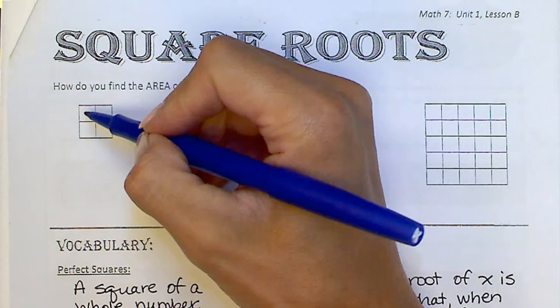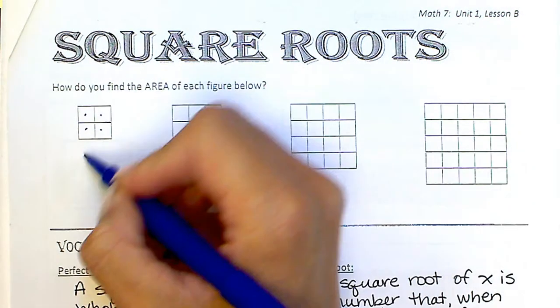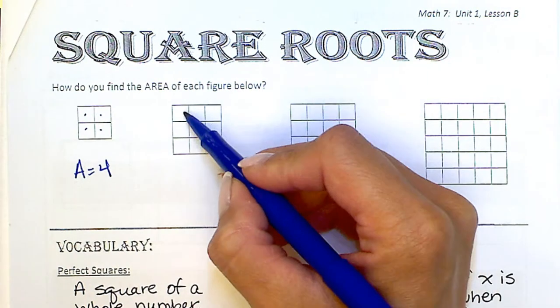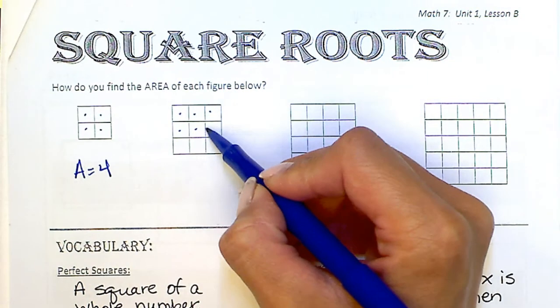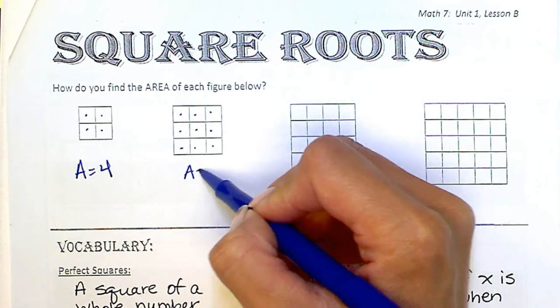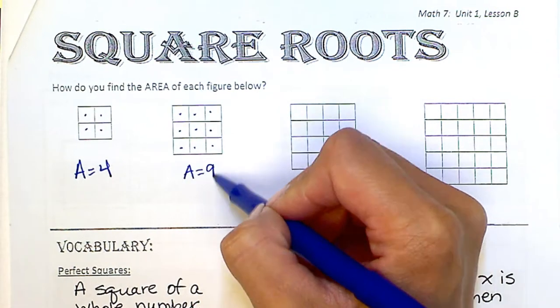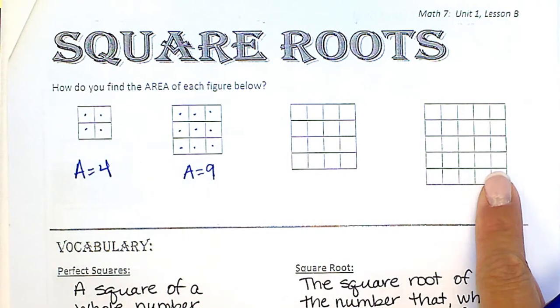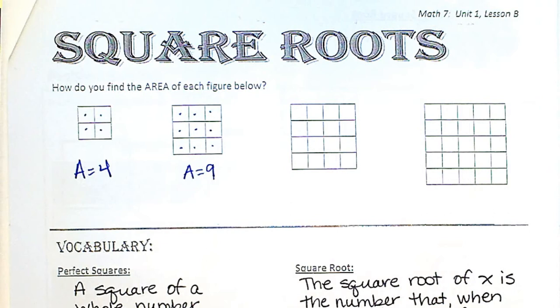So I could count 1, 2, 3, 4. So the area would be 4. For the second square, I'd have 1, 2, 3, 4, 5, 6, 7, 8, 9. So area would be 9. Now, we could do the same thing for these other two, but as these squares get bigger and more boxes to count, a lot of times we want to know a shortcut way to do that.